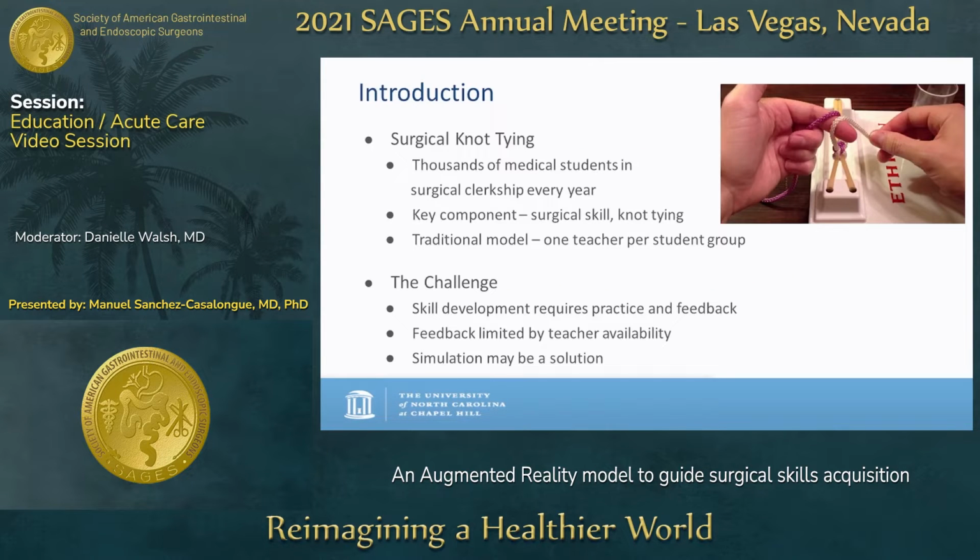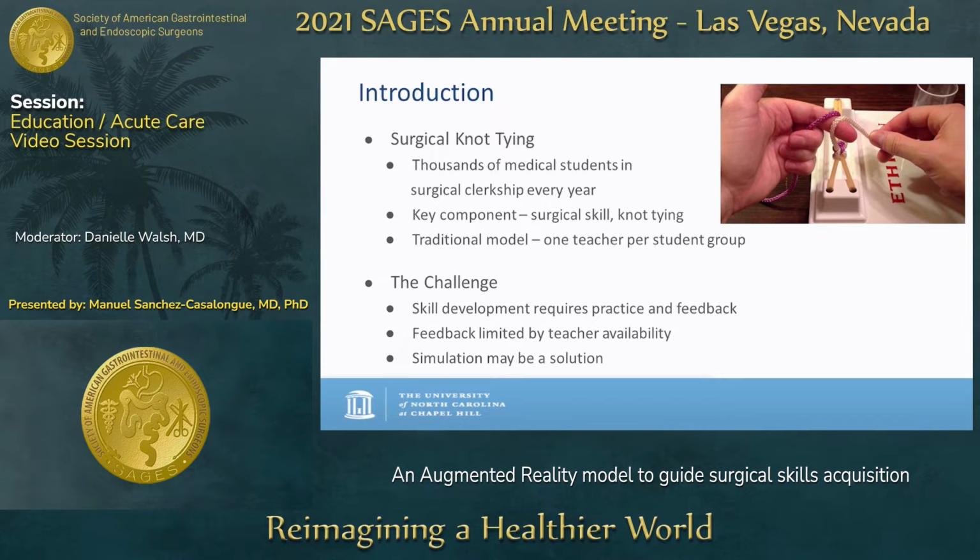In terms of surgical knot tying, I think this is one of the fundamental elements of a medical student going through their clerkship. Every year we have thousands of students that learn medical and surgical management of different diseases, but also this milestone where they learn how to do a one-hand tie or a two-hand tie. The traditional model for teaching this is having one teacher, such as a resident or an attending, per small group of students, typically 4, 5, 6 medical students.